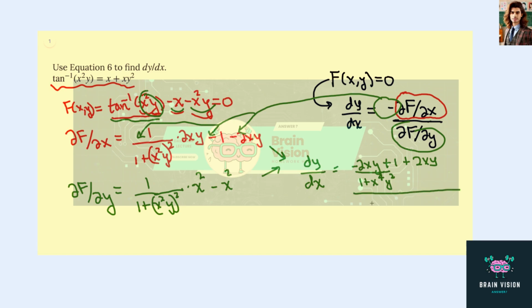And then in the denominator, and if anything, you could probably just go ahead and get a common denominator and simplify. But otherwise, here's our final answer.